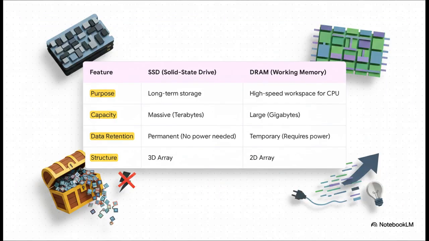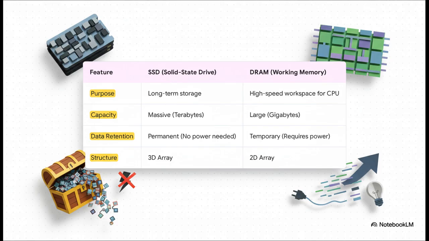Let's really break this down. Purpose-wise, yeah, SSD is the library, DRAM is the high-speed workbench. When it comes to capacity, SSDs are huge. We're talking terabytes. DRAM, still big, but more in the gigabyte range. Now this is a big one, data retention. SSDs are permanent. You turn off the power, your files are still there. DRAM, on the other hand, is temporary. It's what we call volatile. Power goes off and poof, the workbench is wiped clean.